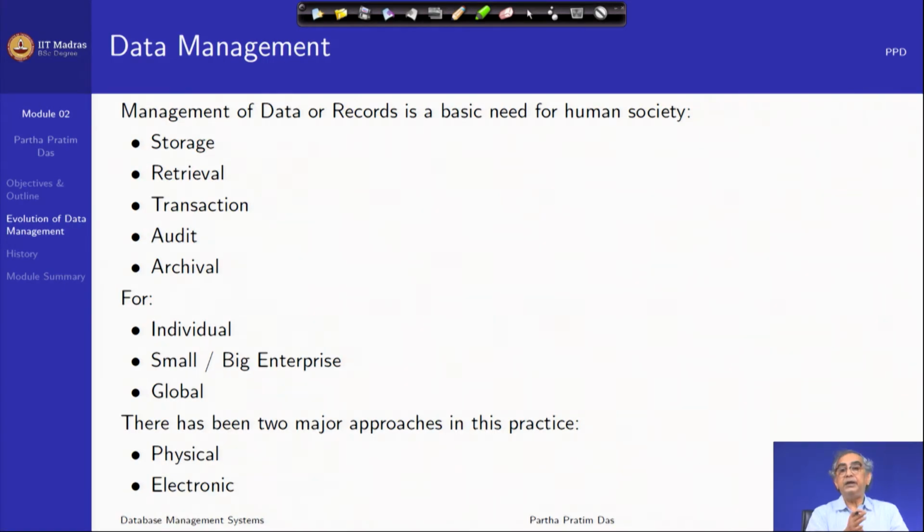The fourth is audit. You always need to know what happened. Did things happen properly? Was there any mistake? Are all the rules and regulations of that particular segment properly followed? Was tax paid on the sale of the two-wheeler?